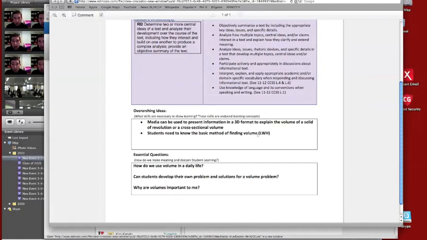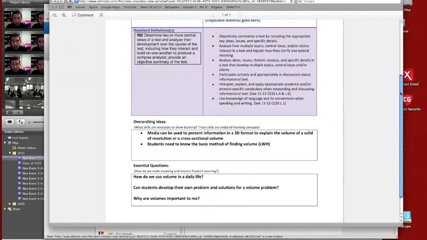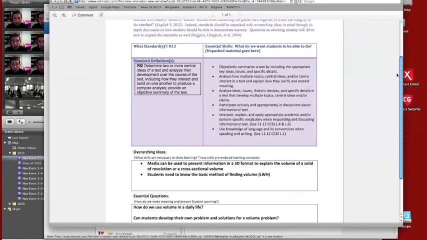Okay. So what are the things that he uses as essential questions to transfer that idea? He says, how do we use volume in daily life? Can students develop their own problem and solutions for a volume problem? And why are volumes important to me? So I think essential questions he's done a really good job on. His overarching ideas are pretty solid in terms of where he's going with his enduring learning concepts.